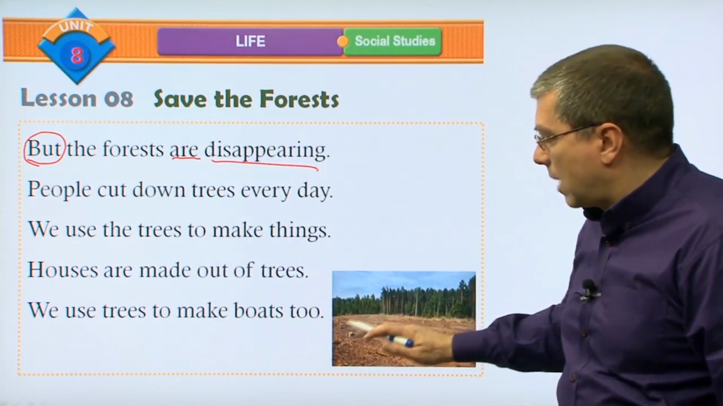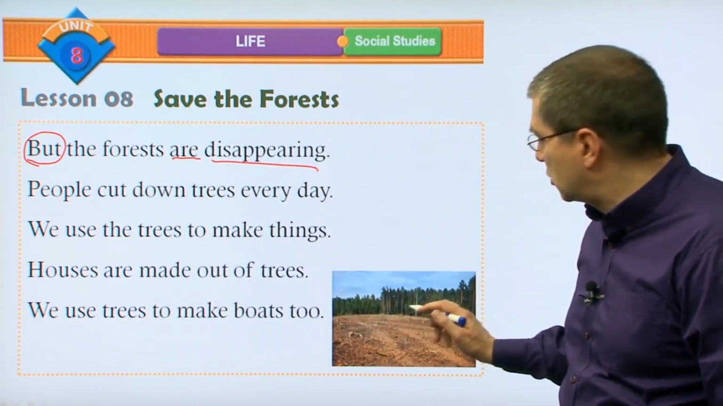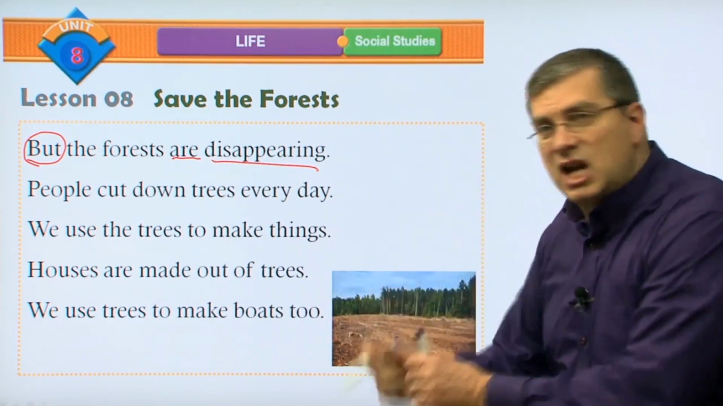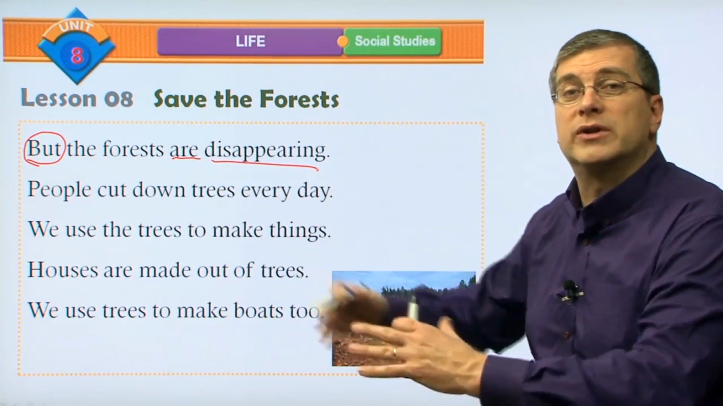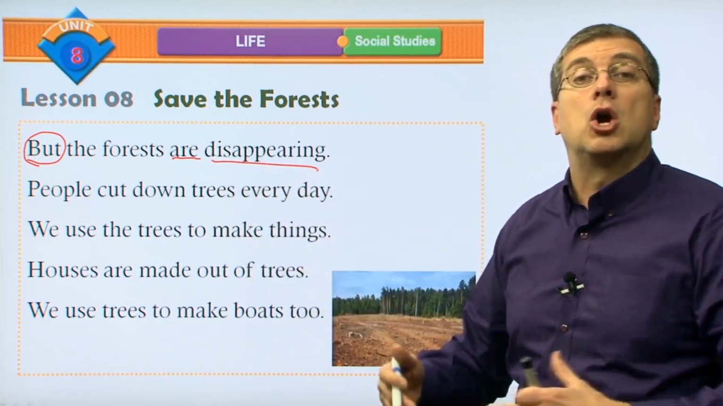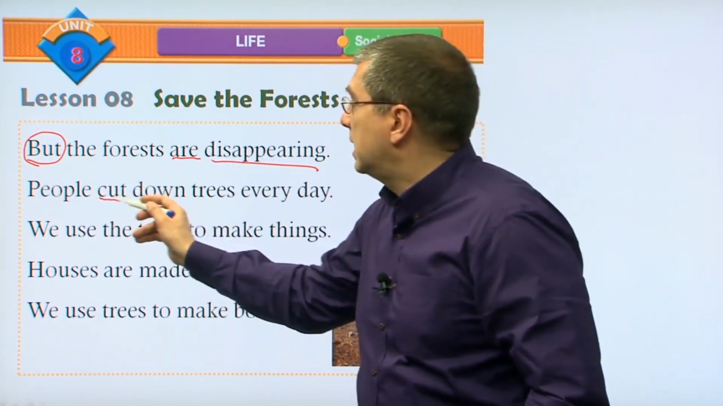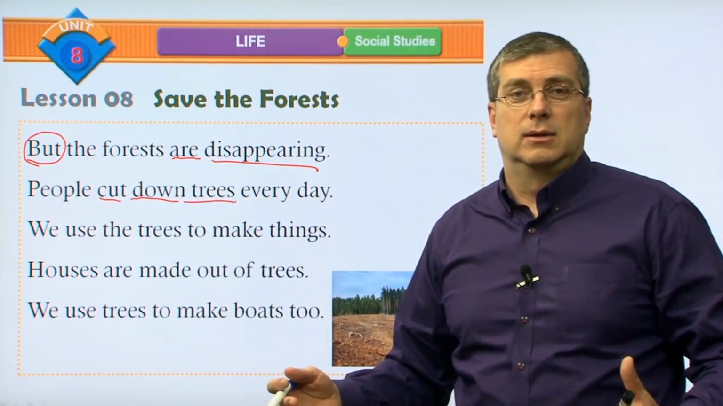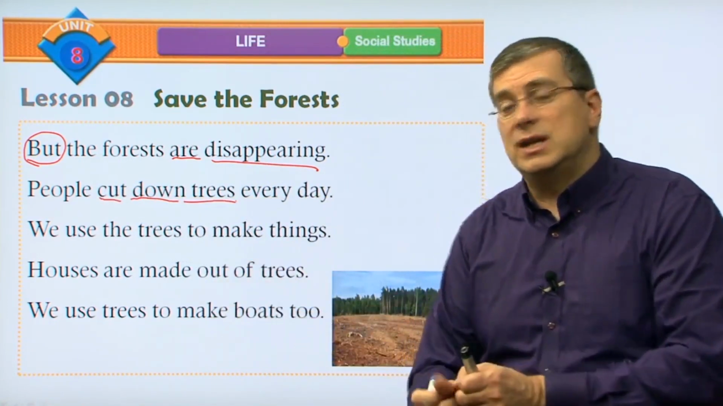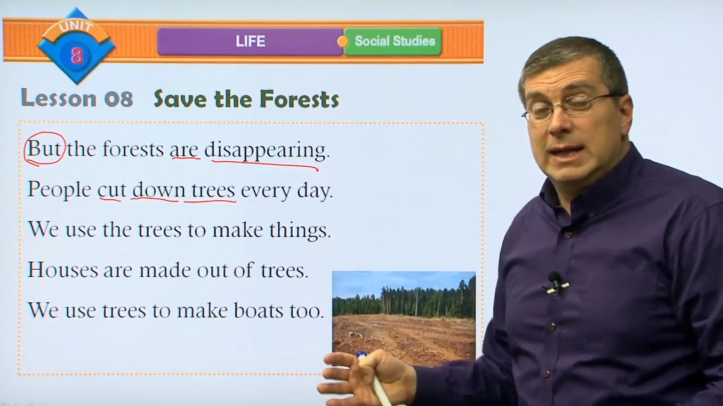Look at this picture here. This is just ground, dirt. There aren't any trees in the front of this picture. All those trees have been cut down. They're gone. So these trees are disappearing. The forests are disappearing. They are going away. This is a problem. People cut down trees every day. Every day. There are people cutting down trees and taking trees away from the forest.